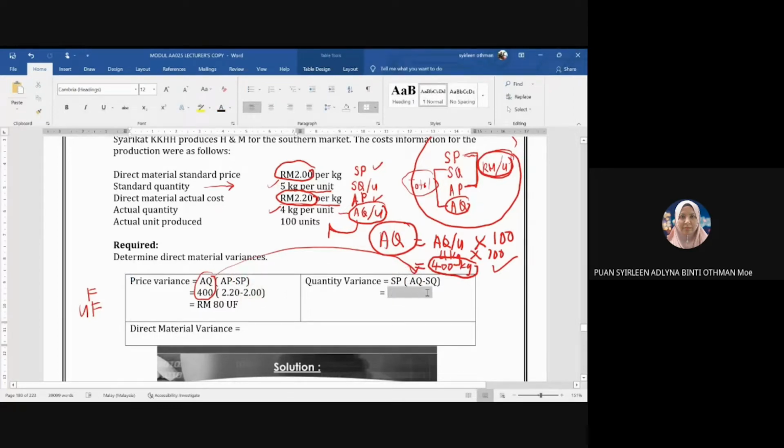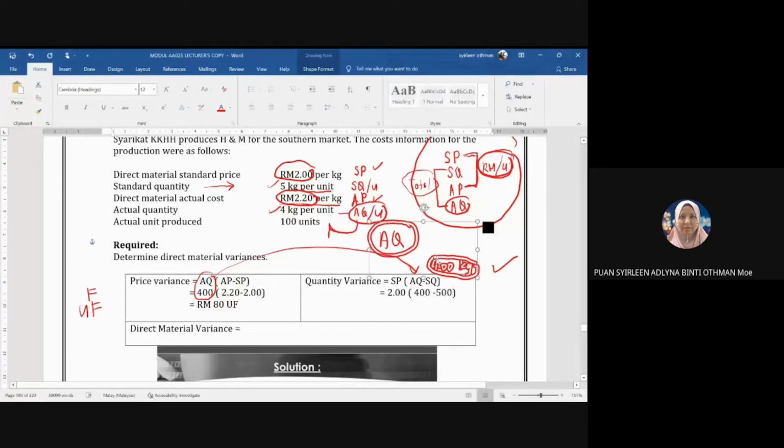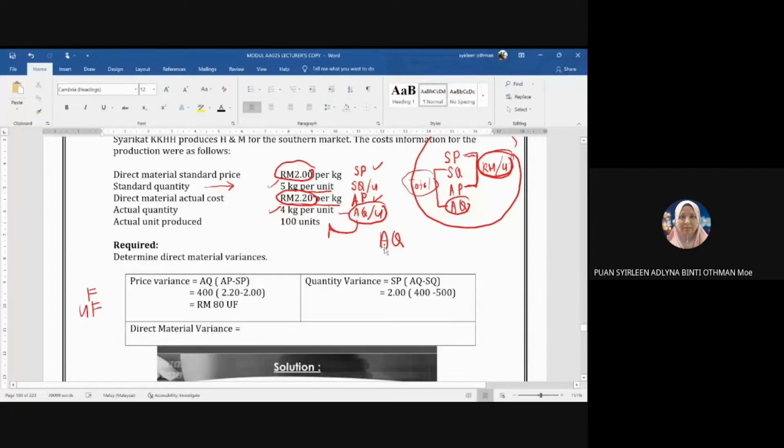Okay, alright. And then, dalam bracket tu, you ada AQ minus SQ. Okay, sekejap ya. Okay, how do I get AQ? AQ tadi Madam dah cakap kan? Actual quantity dia bagi ialah 4 kg. Okay, actual unit produced ialah 100. That's how I come about with the figure of 400.